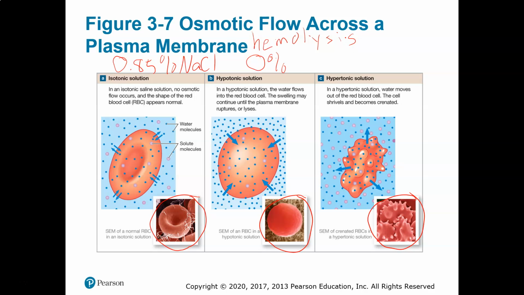And then in a hypertonic solution, which would be a really salty solution, say for example a 5% sodium chloride solution, the water is going to leave the cell and the cell is going to shrivel, and that is called crenation. Crenated is right here, but I'll write it crenation.